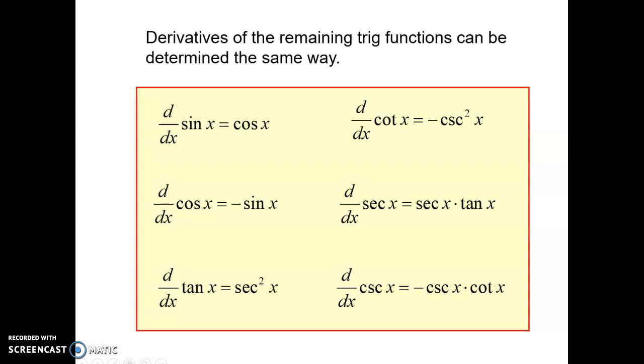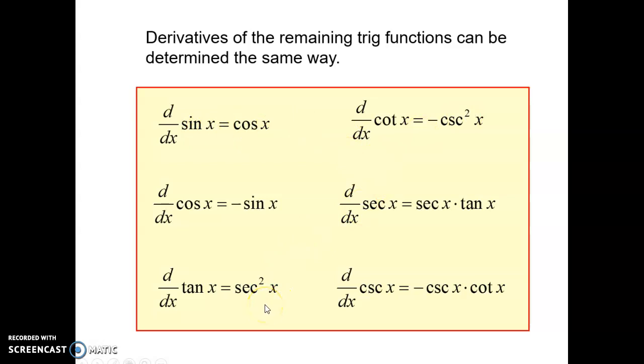Now, a couple things we want to notice here as we go through. Notice all the functions that begin with a c, the cosine, the cotangent, and the cosecant, all have negative derivatives. And that's one thing I often tell students. Remember, if you're taking the derivative of a c function, cosine, cotangent, or cosecant, their derivatives are all negative values, as opposed to the other 3, which are not.